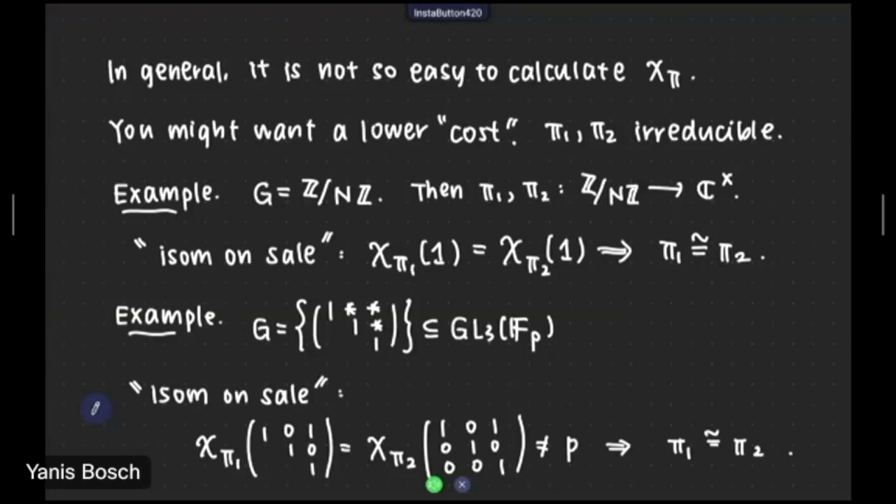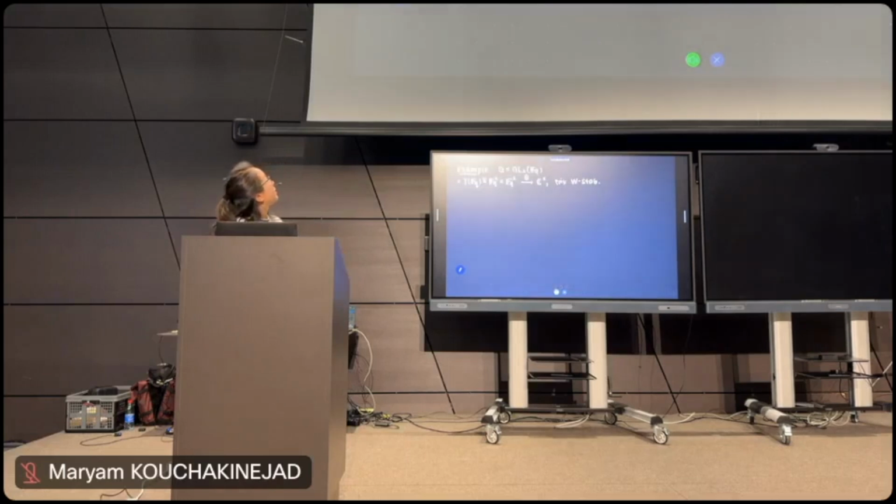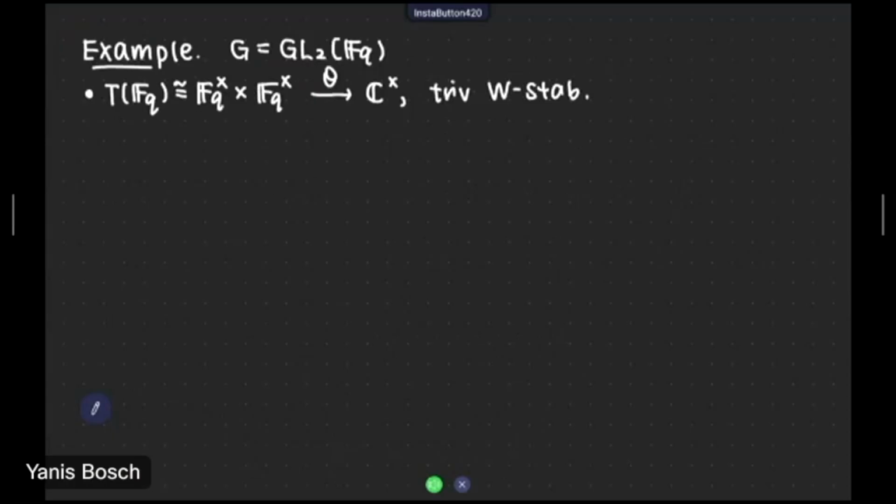Okay, so for me, the kinds of groups that I'll look at is things like GL and FQ. And so, in particular, not groups that look like this or groups that look like this. So what is an isomorphism on sale for such a thing? So let me take GL2 FQ as my example.